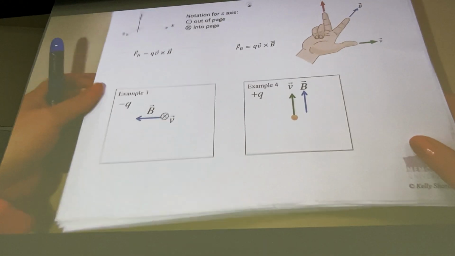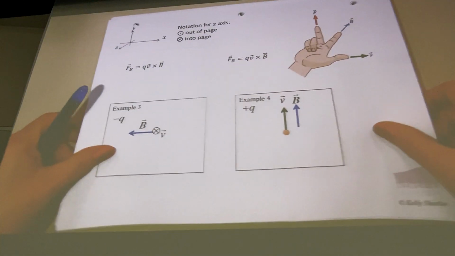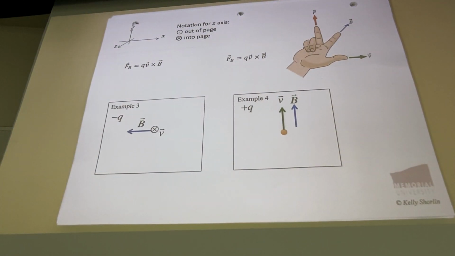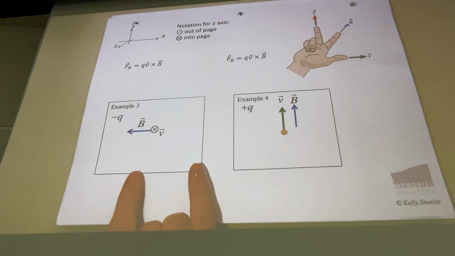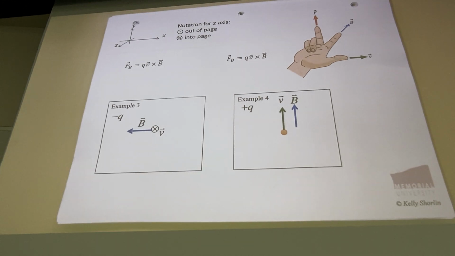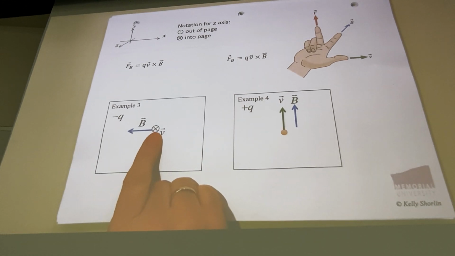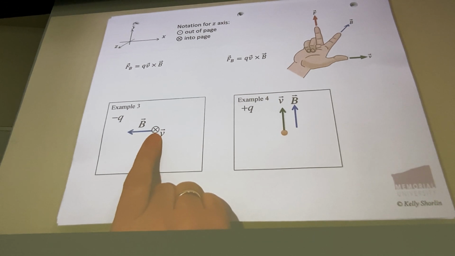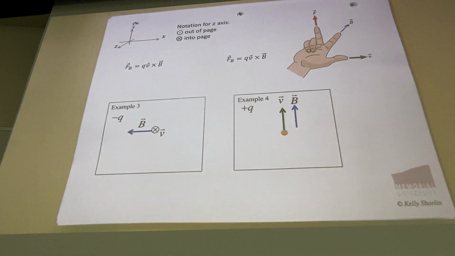Okay, 2 more examples. So example number 3, you do this one and tell me the answer, and we'll see if we get some agreement. So the X here for the V means V is into the page. V is pointing this way.